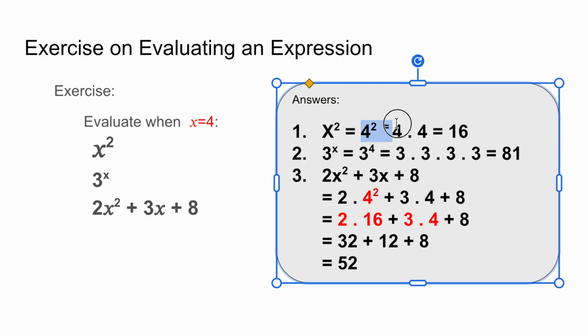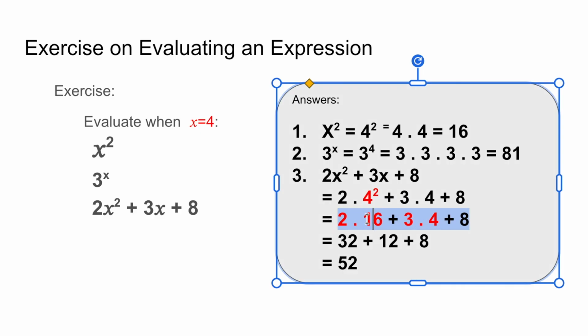We already saw. 4 square means 4 times 4. So 4 times 4 is 16 we know. So we replace that with 16 here. So 2 times 4 square becomes 2 times 16. Plus, now what is the next one? There are no more exponents in this. 2 times 16 plus 3 times 4 plus 8. We can't do any addition here because there are multiplications.